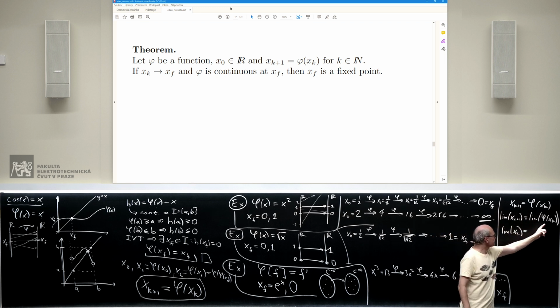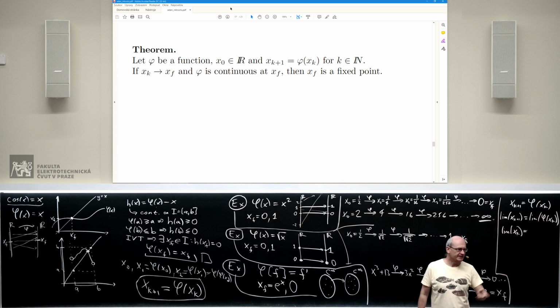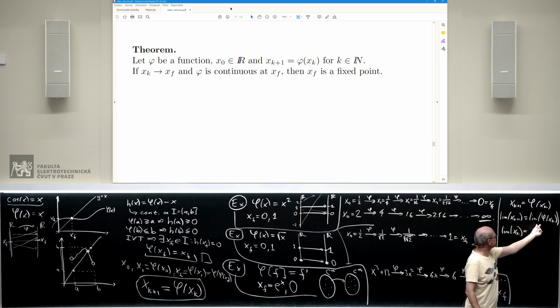Let's have a look at the right. This is a composed situation, and for composition we had a theorem again in calculus. And the theorem said, if this function phi is continuous, then it can be pulled out of the limit in a way.